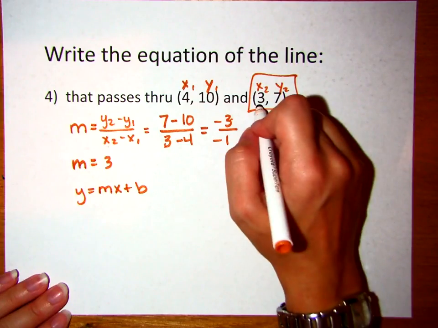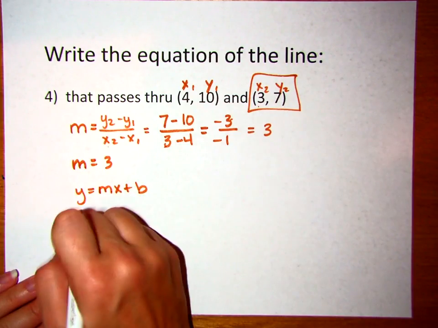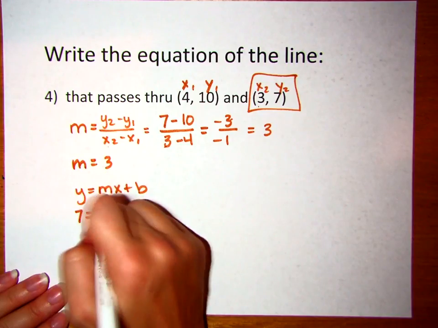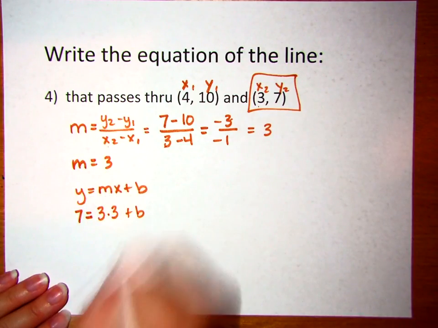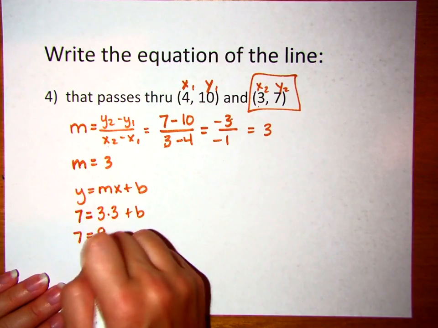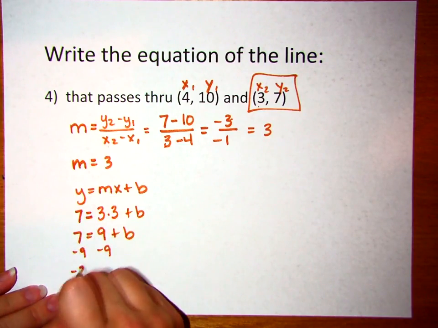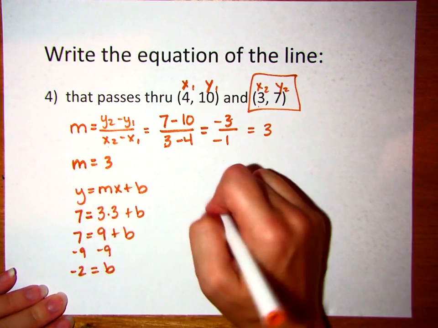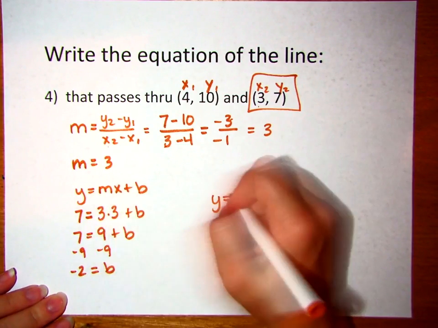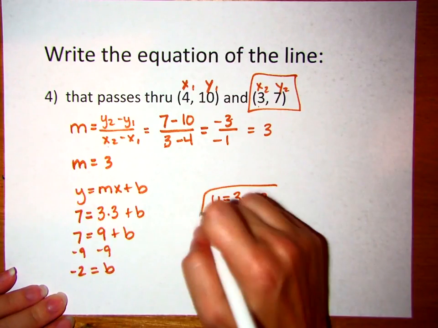So I'm going to use this as my x and this as my y in the equation. So y is getting replaced with 7, equals my slope, which I found to be 3, times the x here, which is 3, plus b. And now we solve. So 7 equals 9 plus b. Subtract 9 from both sides. And we have 7 minus 9 is negative 2 equals b. So we throw it all back into this equation. y equals the m we found, which is 3, x, the b we found, minus 2. And there's your equation of the line.